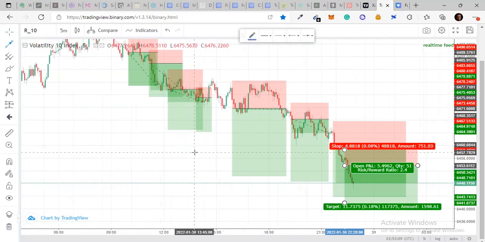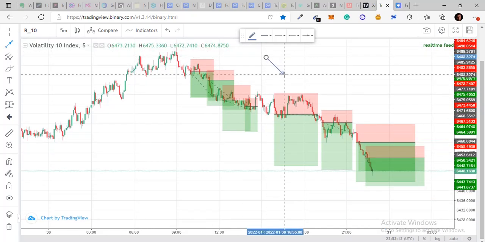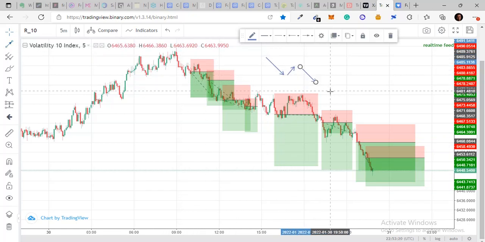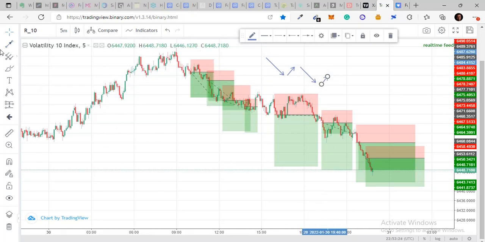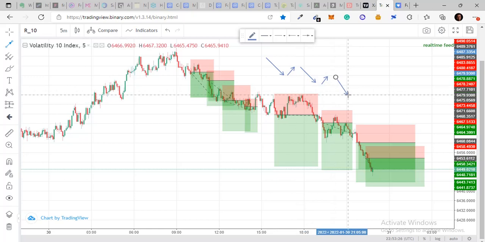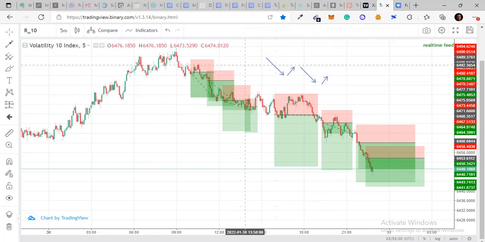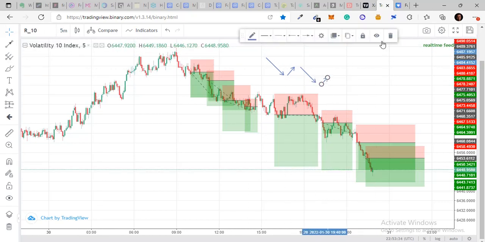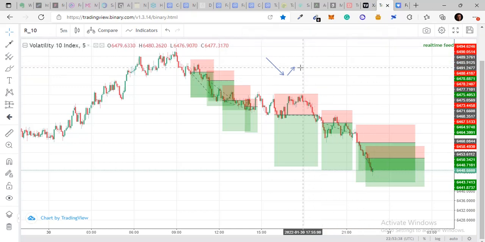Let me just summarize it. I'm looking for this, I'm just going to draw it. This is what I'm looking for. These are the kind of things I want: that pullback, continuation, pullback, continuation, pullback, continuation, so I can enter as much position as possible. Since I have already identified this, my only job is to find a trend and follow that trend, and believe me, for the most part you're going to be profitable.